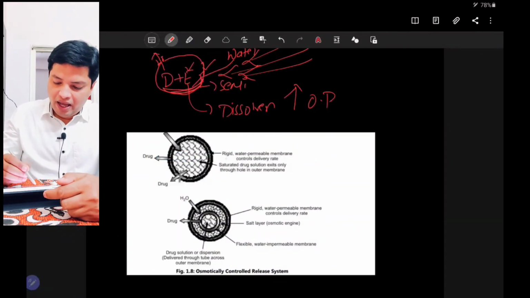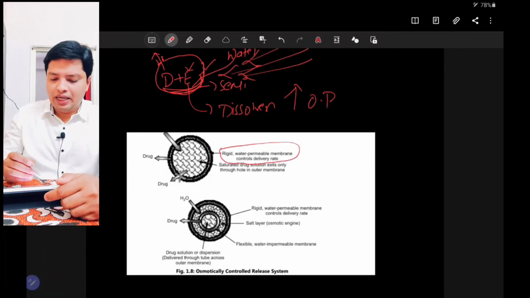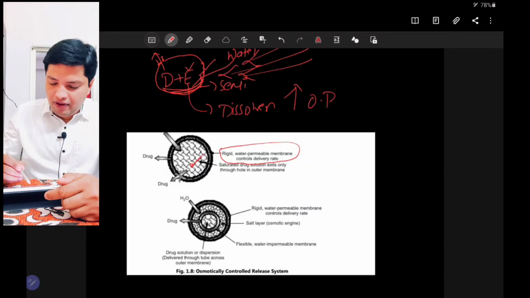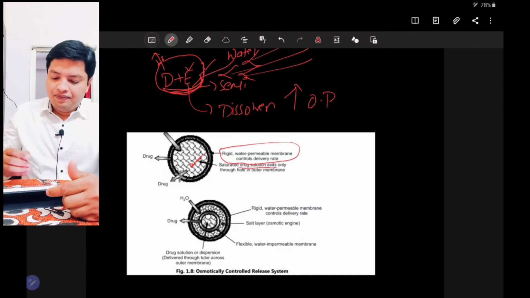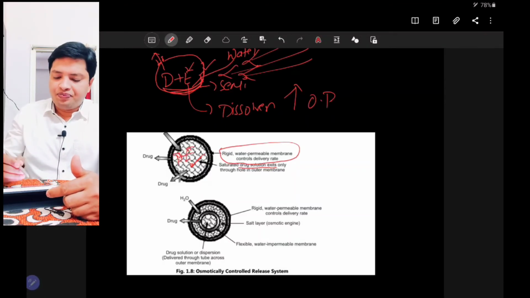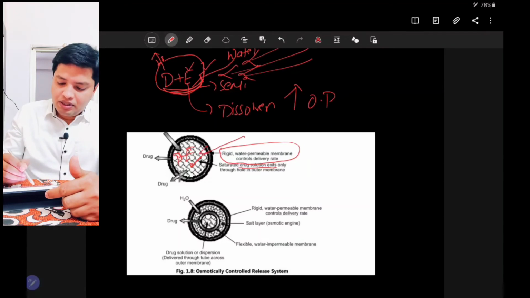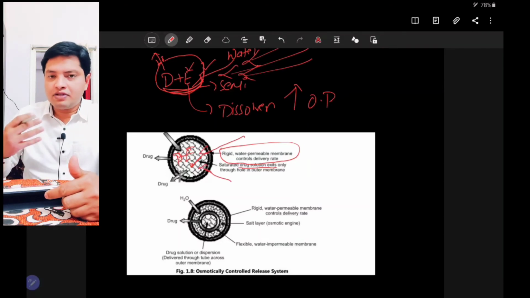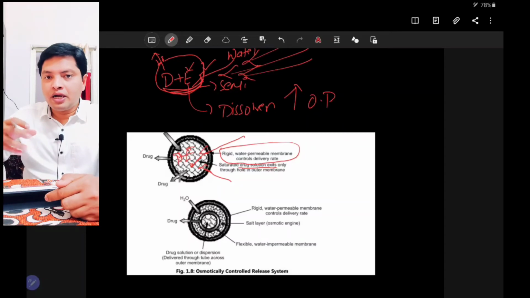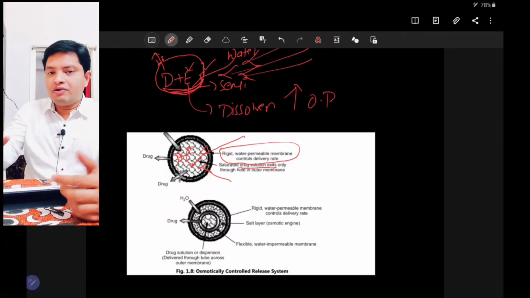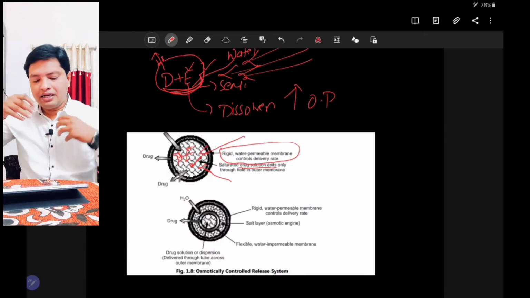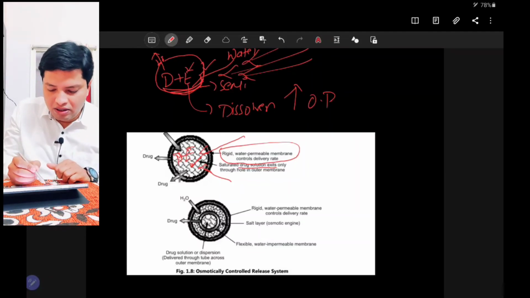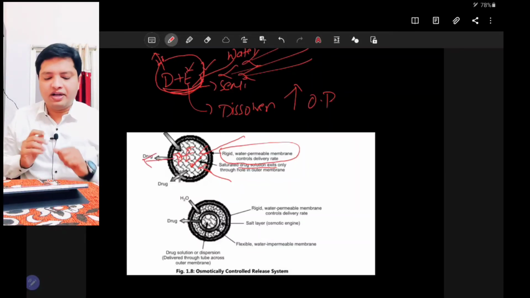See here, we have a rigid water impermeable membrane. Inside we have drug solution and electrolyte, the drug and electrolyte being kept here. Once the water permeates through this membrane, the electrolyte present in this system will create more osmotic pressure. It will drag more water towards it and dissolve the drug, and the dissolved drug will come out only through the orifice.